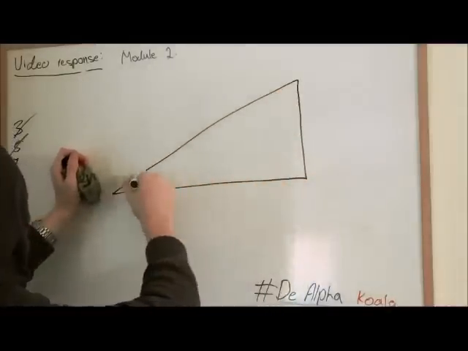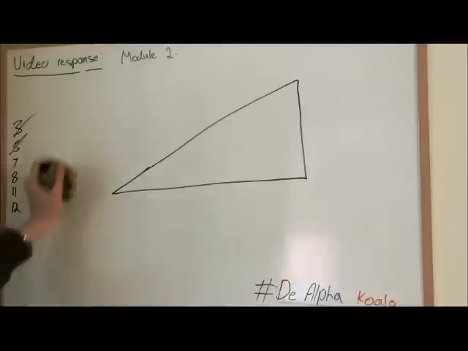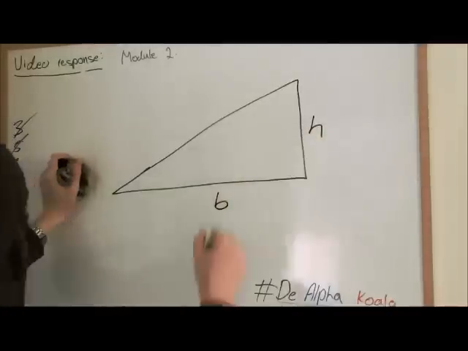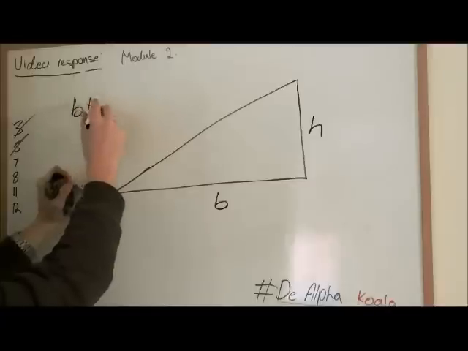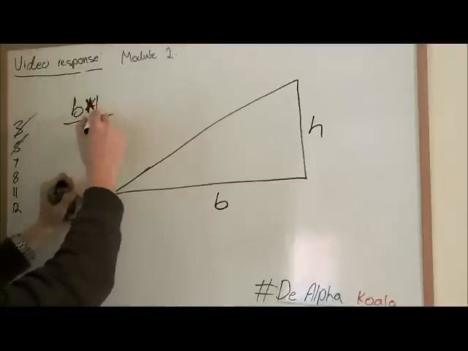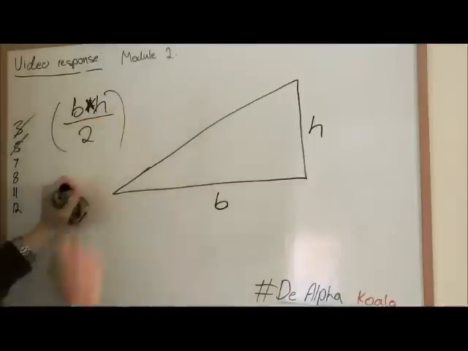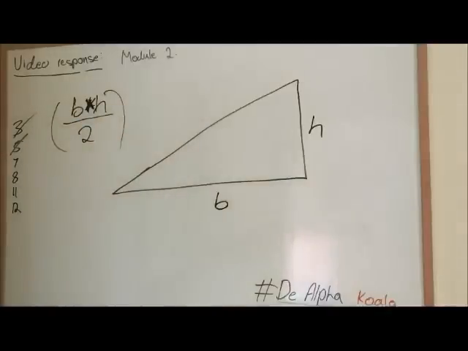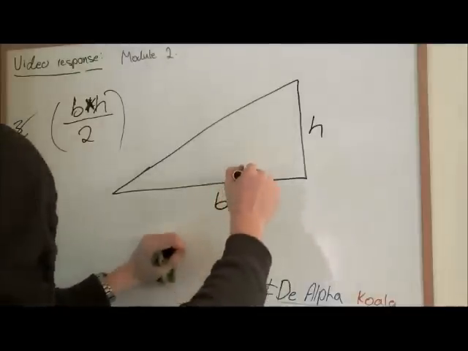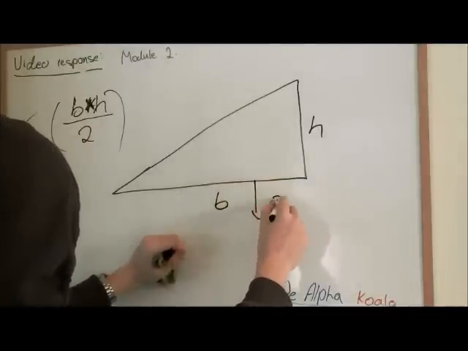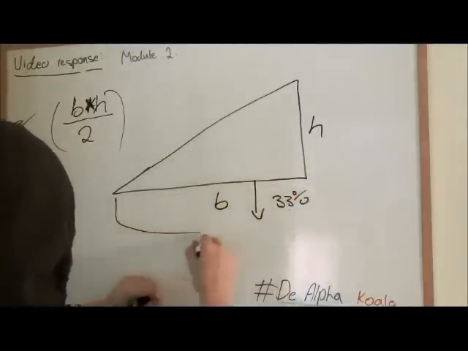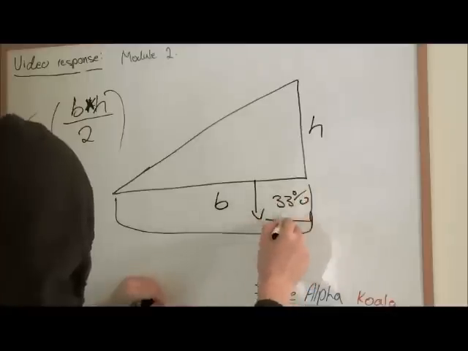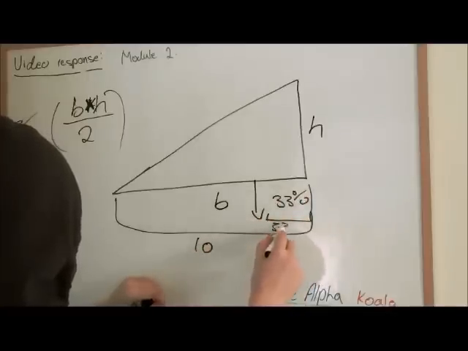Okay, now it's too lazy to do triangles. Base, height again. The area of a triangle is equal to base times height over two, and that's just because it's half a rectangle. Now, the resultant force will act over here, and that will be 33% of the total distance in there. So if this was 10 meters, that would be 3.3 meters.